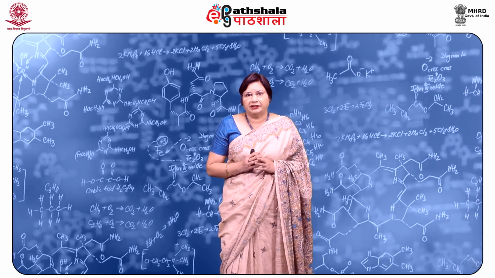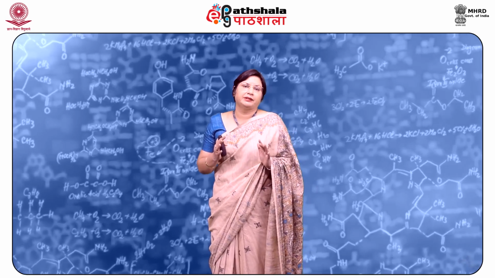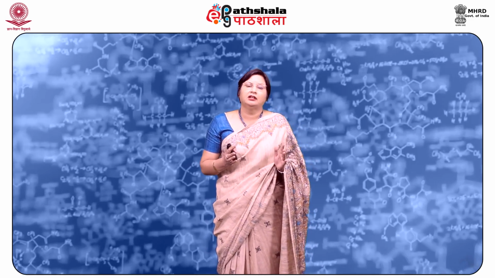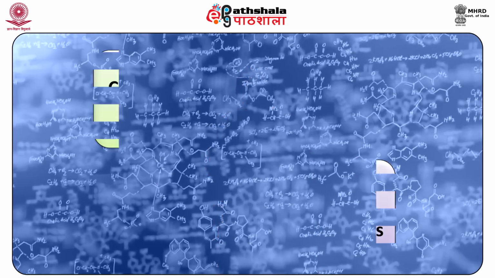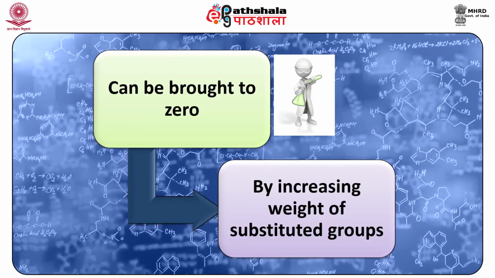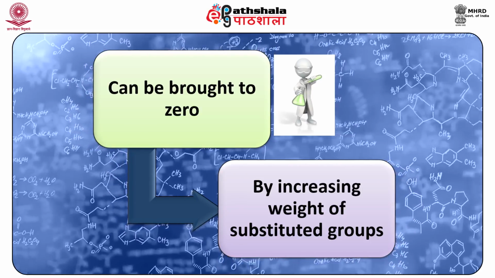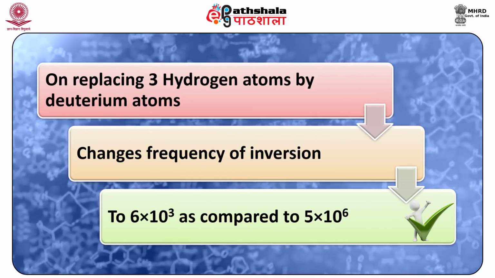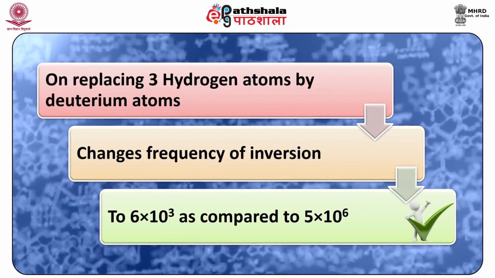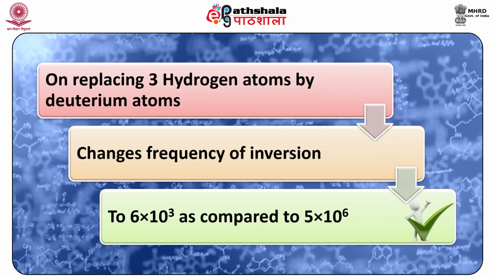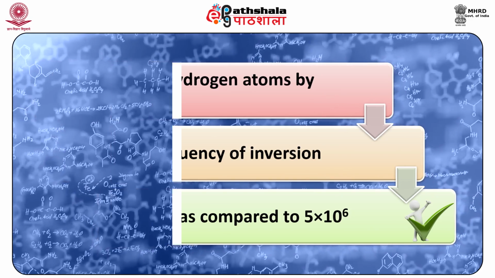Phosphines, just like amines, exist in a trigonal pyramidal structure, and tertiary phosphines cannot be resolved easily, again due to the same phenomenon, which is inversion, very similar to tertiary amines. However, inversion in phosphines is slower than in amines, and it can be brought to 0 by increasing the weight of the substituent groups. For example, replacing 3 hydrogen atoms by deuterium atoms changes the frequency of inversion to 6 into 10 raised to the power 3 as compared to 5 into 10 raised to the power 6.